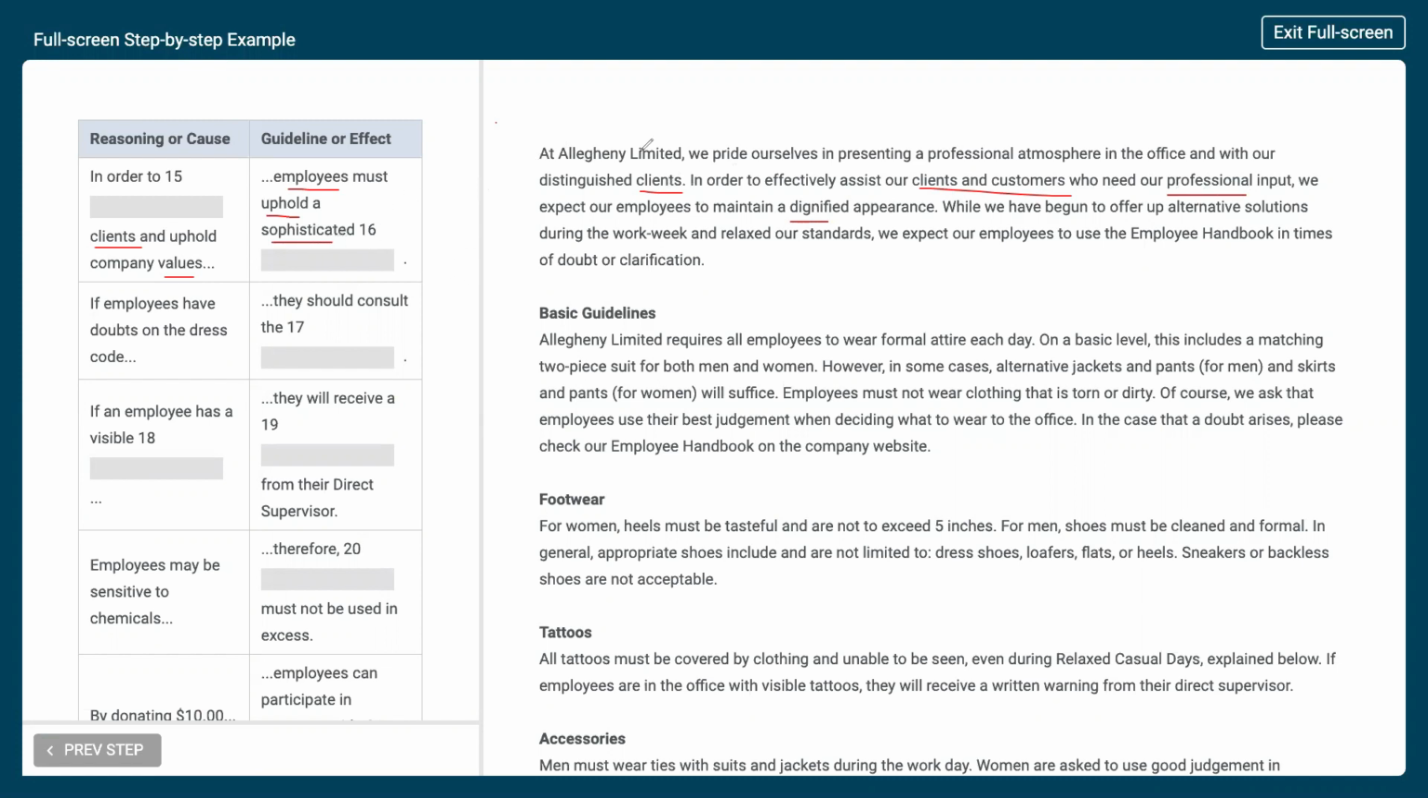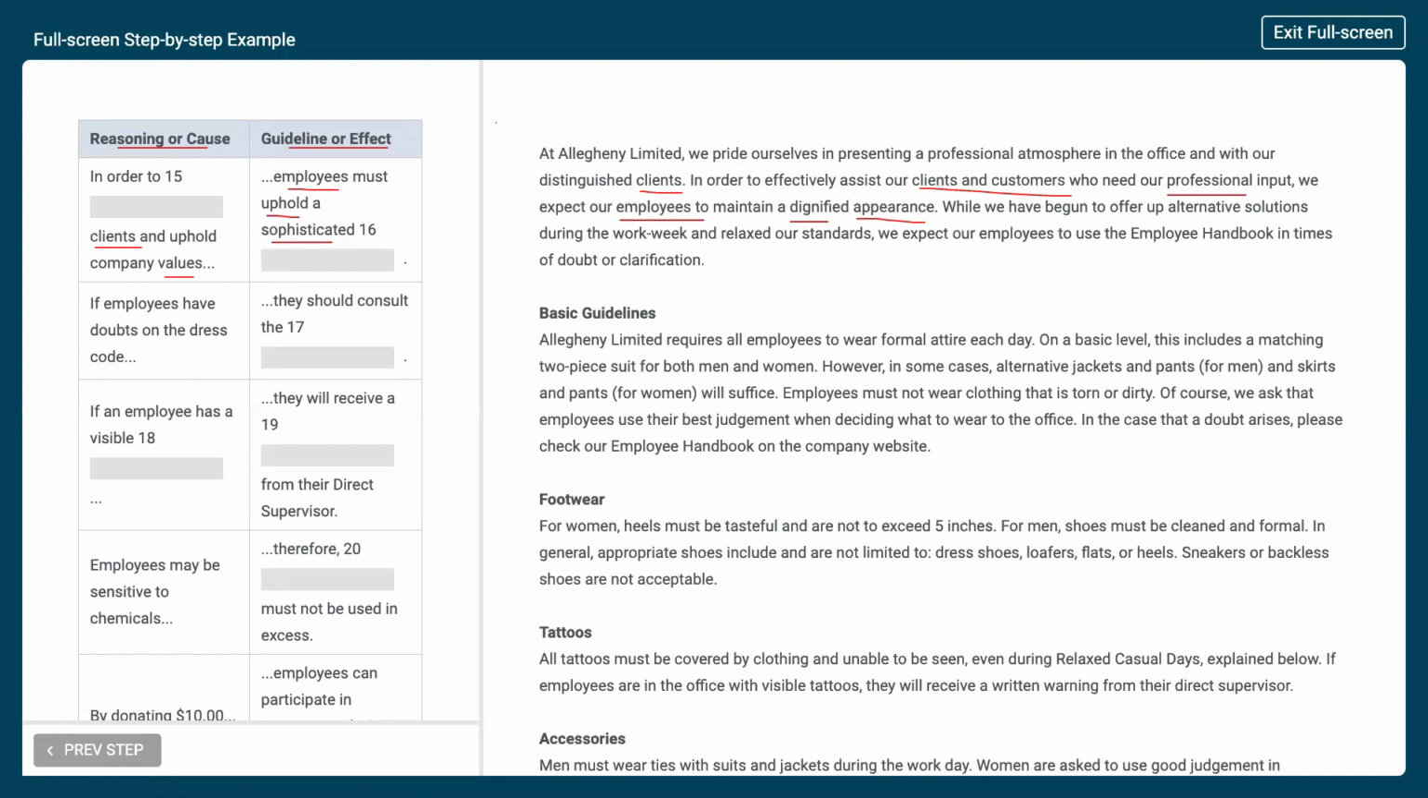So I'm going to read along here. And it says, we pride ourselves in a professional atmosphere in the office with our distinguished clients. In order to effectively assist our clients who need our professional input, we expect our employees, there's the key word, to maintain a dignified appearance. Okay, and this dignified makes me think of sophisticated as it's a great synonym. And this makes sense because the reasoning or cause is about our clients, and the guideline or effect will be about, I think, the appearance.